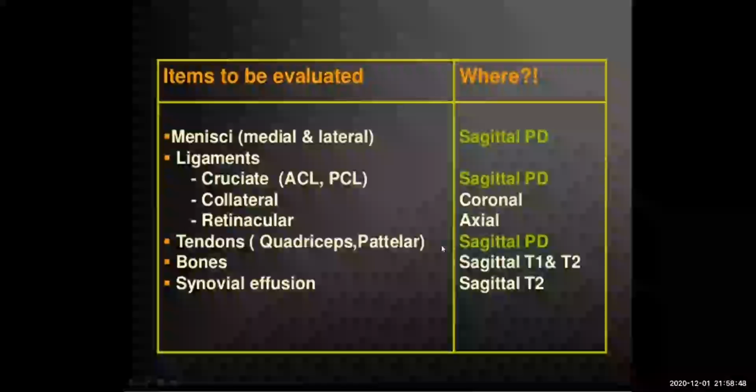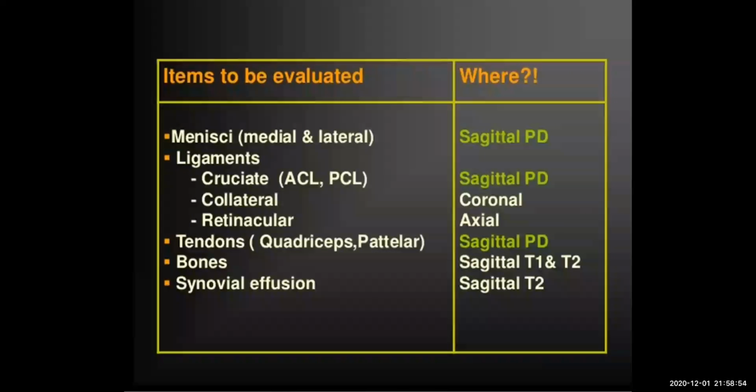Then I must know which structure I am looking at and where. I have menisci, ligaments, tendons, bones, and the fluid inside, that is the synovial effusion. I have to choose. That's why I focused earlier on the story that you have to have a global interpretation for each structure. Sometimes you need to support your diagnosis with another cut. For example, the menisci are usually better seen on the sagittal cut, as we showed earlier.